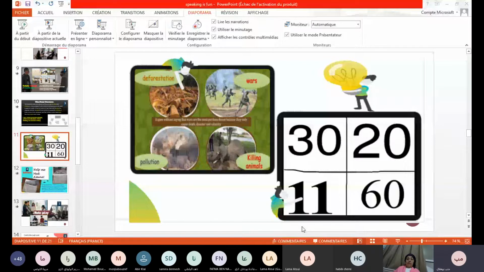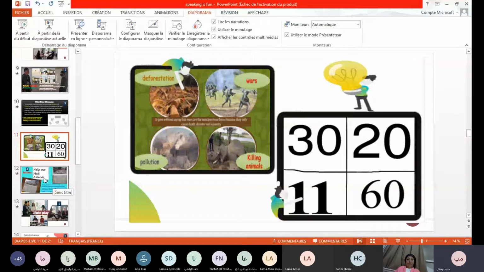And I gave them 4 numbers, 11, 20, 30, and 60, and I pinned them in the 4 corners of the classroom. And I asked them, which age is your favorite age? Being 11 years old, 20 years old, 30 years old, or 60 years old? And then I asked them to justify their answers. I moved to number 4.